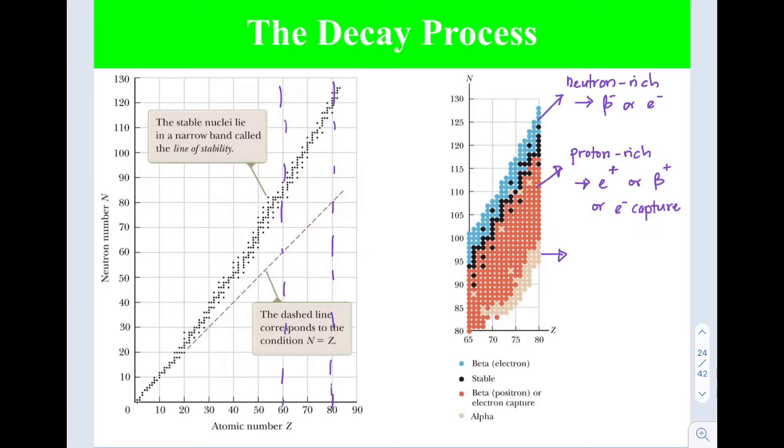And for this area, the nuclei also have a proton rich condition, so they tend to release alpha, or helium-4 2, right?